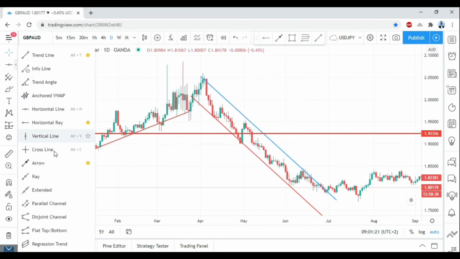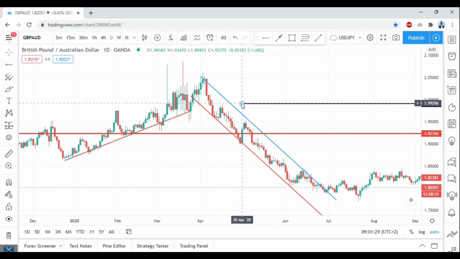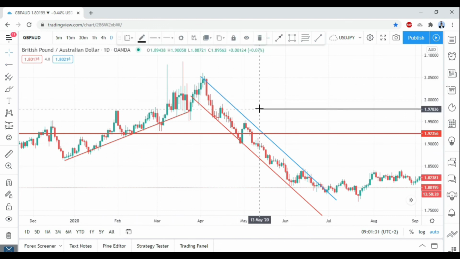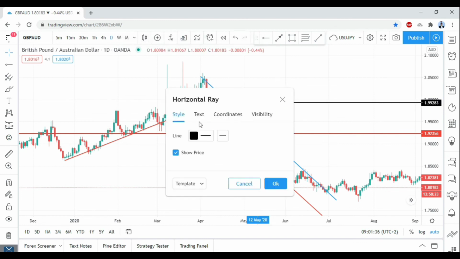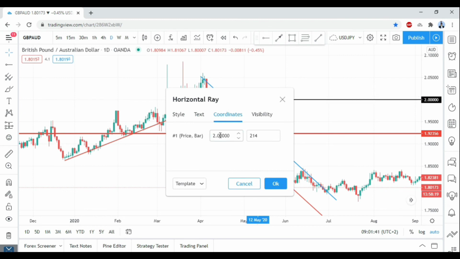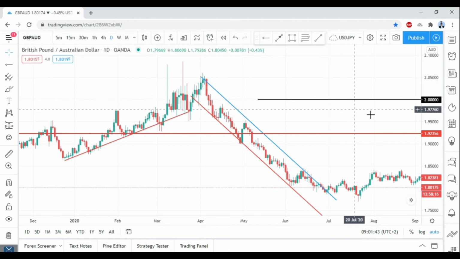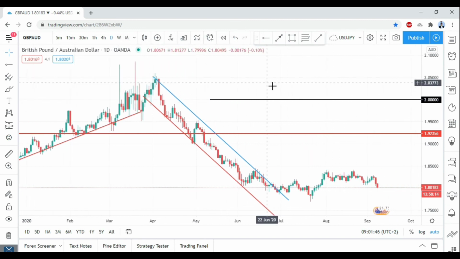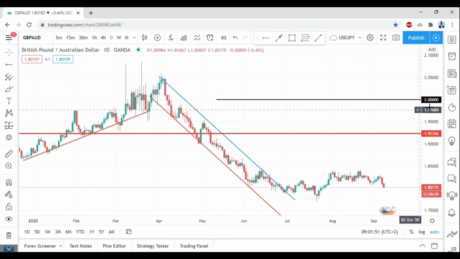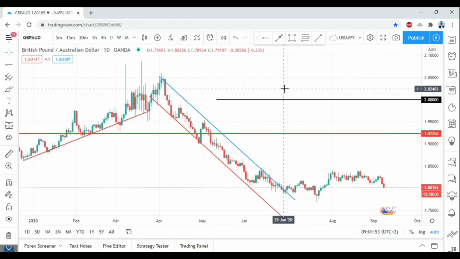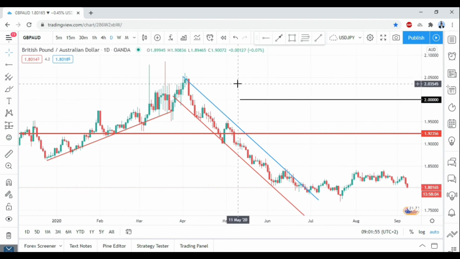Then another tool that I like to use is this horizontal ray tool, and you can click on anywhere in the chart, drag it to wherever you want to, and I like to use this horizontal ray tool to indicate important psychological levels in the market. So I'm just going to click on this psychological level of 2 in the market. So I know that if price goes to this specific level in the market, then I already know this clear level in the market from this horizontal ray tool.